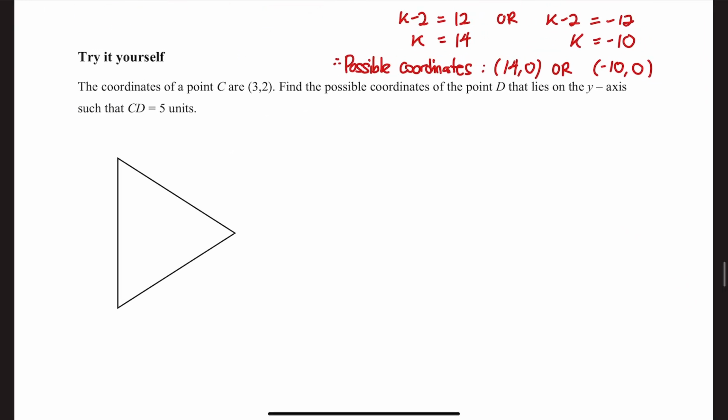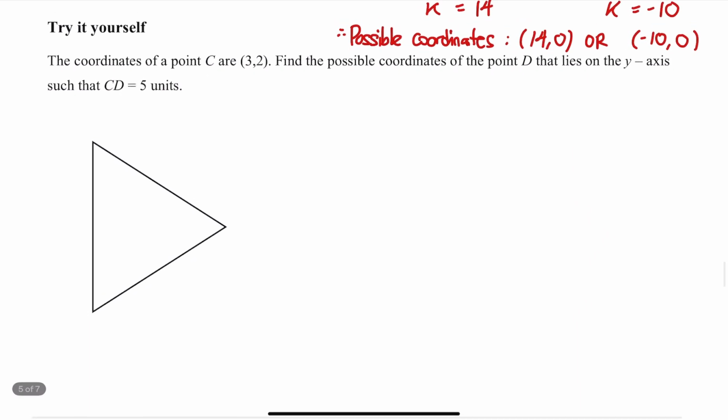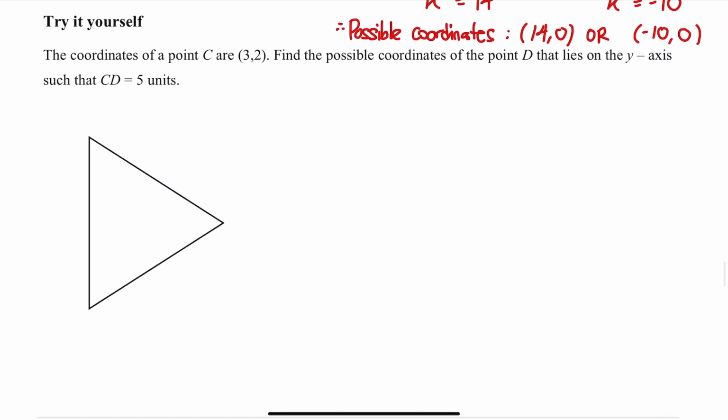Okay, over here, I hope you have tried this before you watch this part, then you can really learn how to apply if you can understand what I've been talking about. Okay, now let's read this question here. Point C, given by this coordinate here, find the possible coordinates of point D that lies on the y-axis.